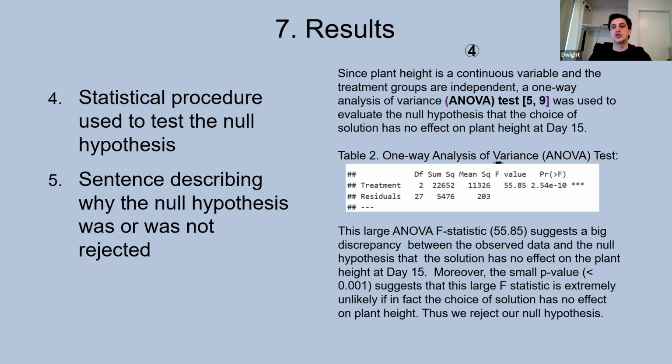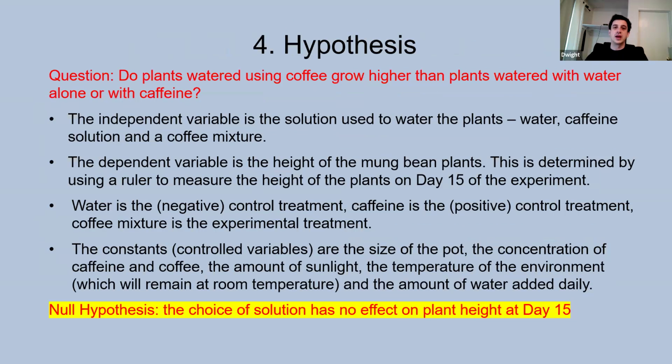Now we want to know whether the observed effects of solution on the plant height could reasonably have been observed under a null hypothesis of no differences, as shown on the next slide. A null hypothesis of no differences states in general that your independent variable has no effect on your dependent variable. For example, here, our null hypothesis states the choice of solution has no effect on the plant height at day 15. We use statistics to test whether our observed data could reasonably have been observed if our choice of solution truly has no effect on the plant height.